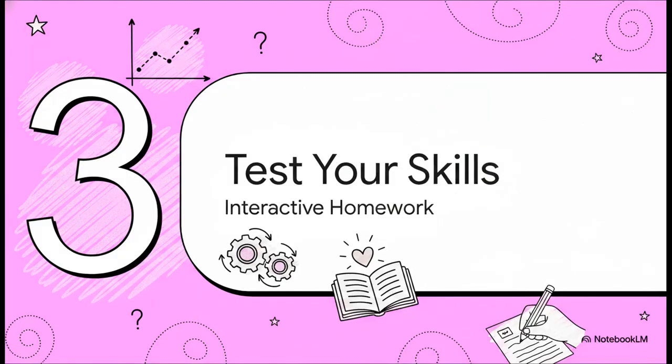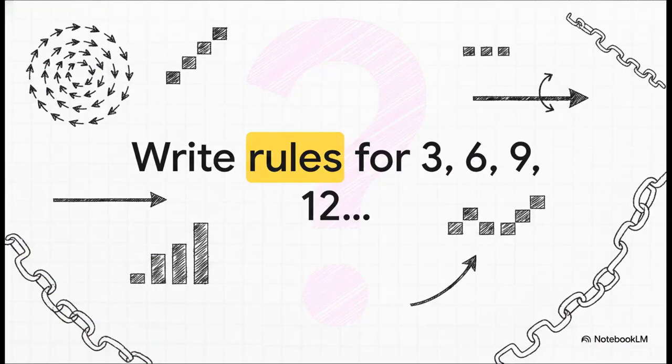Section 3. Test your new skills. It's time for some interactive homework, so grab a piece of paper and let's get into it. All right, here's your very first challenge. Look at the sequence 3, 6, 9, 12. Ask yourself, how exactly is it growing? I want you to write down both the recursive rule, that's the step-by-step directions including your starting point, and the explicit formula, the direct shortcut. Go ahead and pause the explainer right now and work that out.